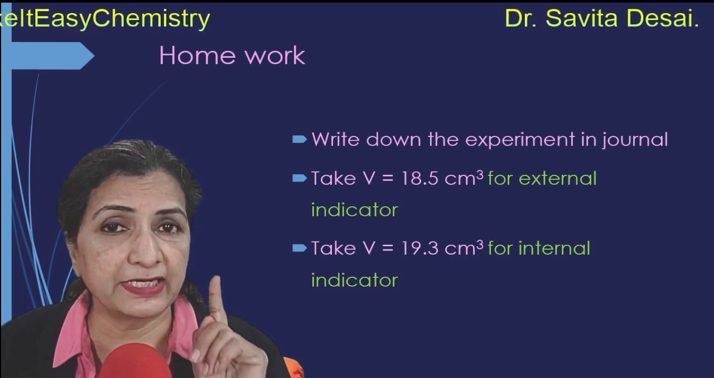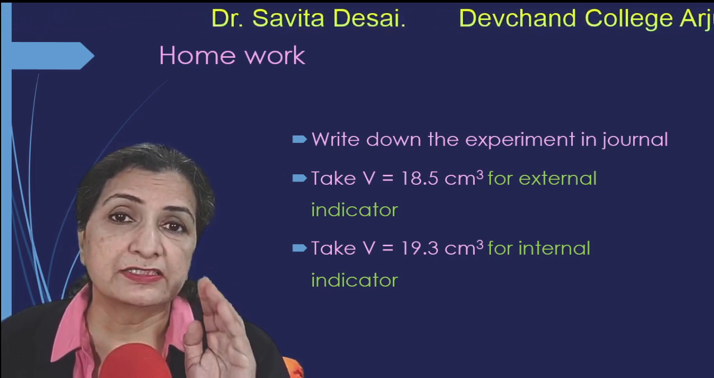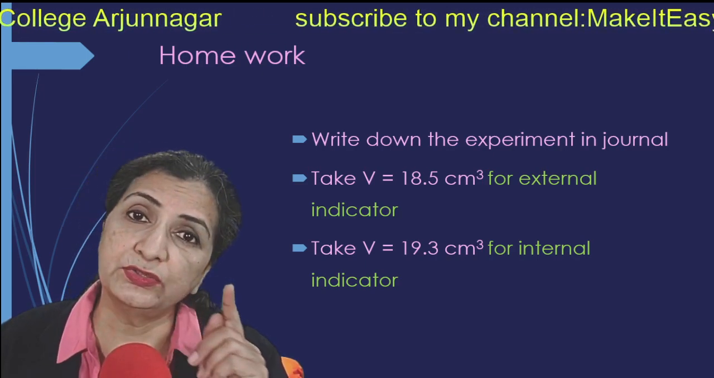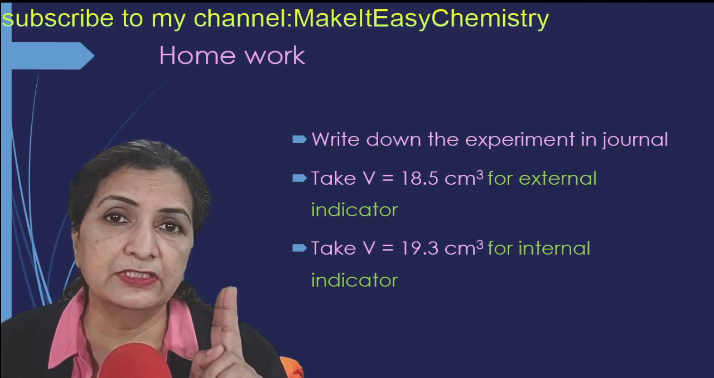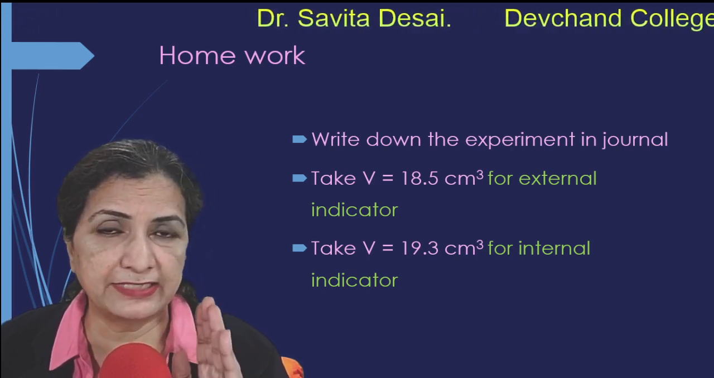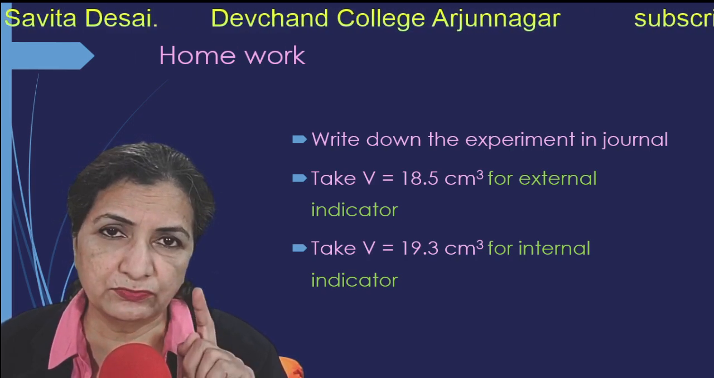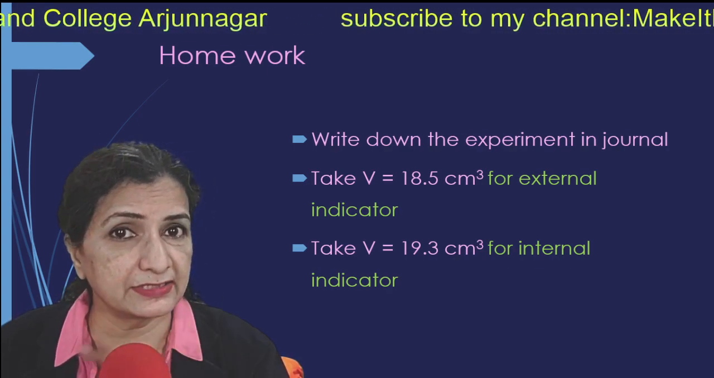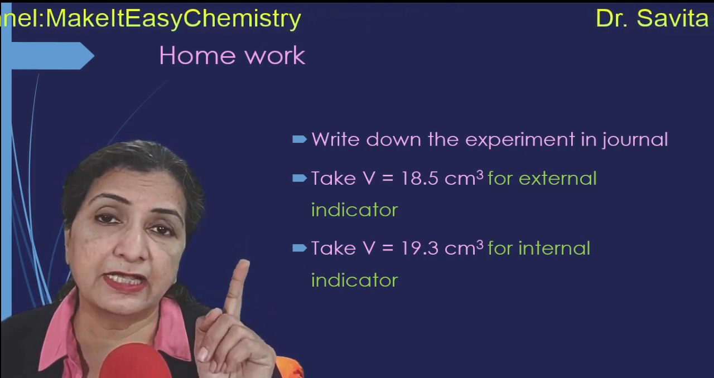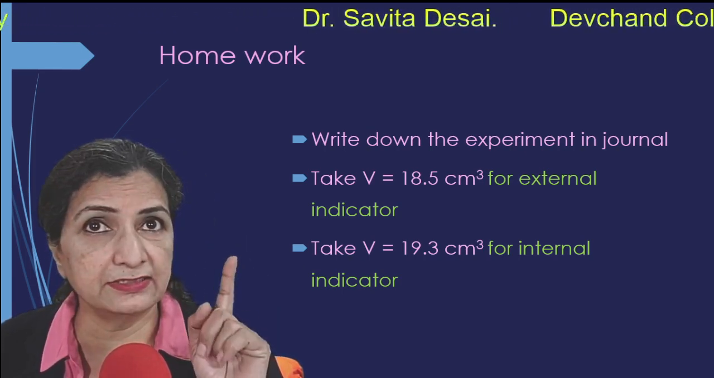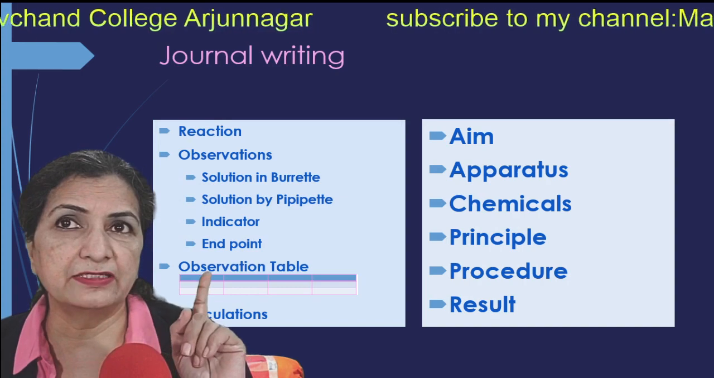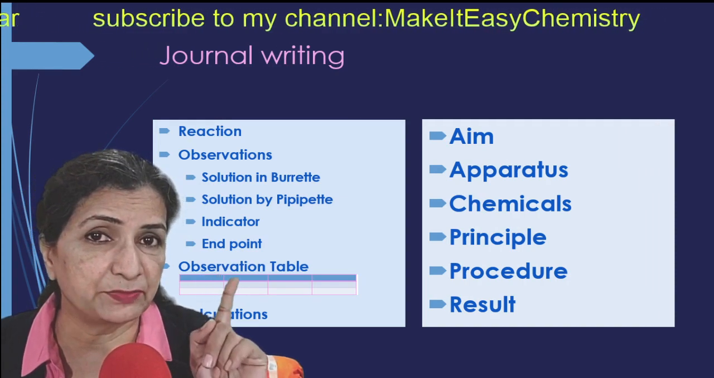In the practical examination, we are supposed to carry out the titration either using external indicator or using internal indicator. Either of the two methods is suggested by the examiner for performing the titration. So we have to know the method of using both external and internal indicator. You take both these readings; calculations are different for external as well as internal indicator titration. This is the method of representation of this experiment in the journal.